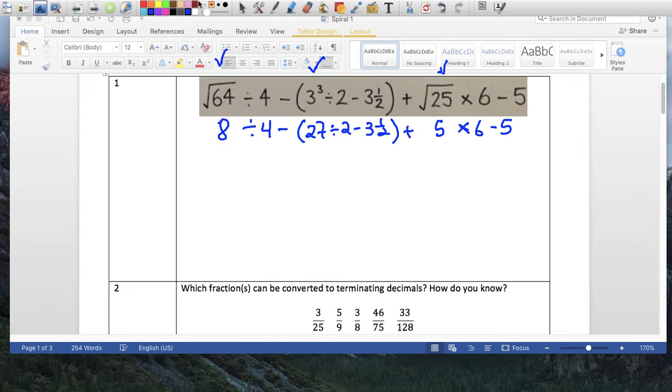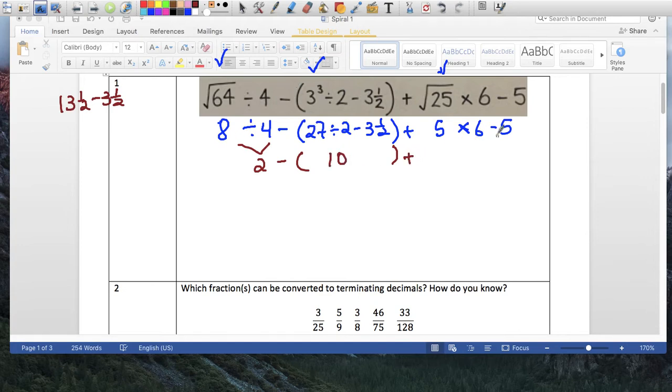So as long as it doesn't interfere, we can do more than one operation at a time. So 8 divided by 4, this is not going to hurt anyone, so I can do this. Although we are told that we are supposed to do parentheses, yes we can, but doing 8 divided by 4, it's still not going to hurt. So 8 divided by 4 is 2. Inside the parentheses, 27 divided by 2 is 13.5. And 13.5, I'm going to subtract 3.5. And 13.5 minus 3.5 is going to give us a nice number, which is 10.